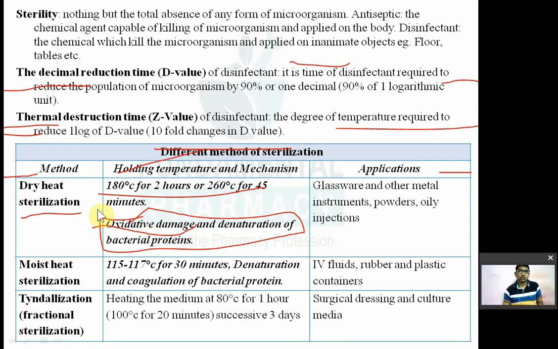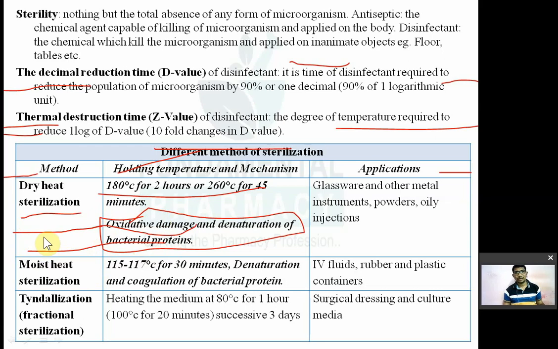So oxidative damage and denaturation of bacterial protein. बैक्टीरियल सेल के अंदर जितने protein हैं उसका denaturation भी करेगा. So oxidative damage and denaturation of bacterial protein. Remember mechanism as it is, आ चुका है. What is the mechanism behind dry heat? What is the mechanism behind moist heat?